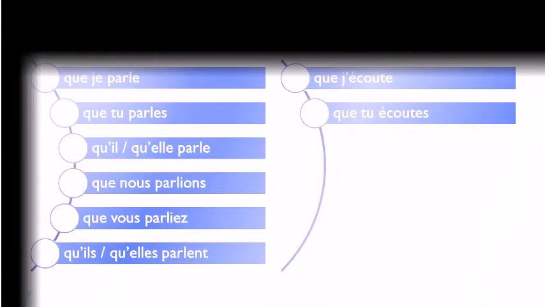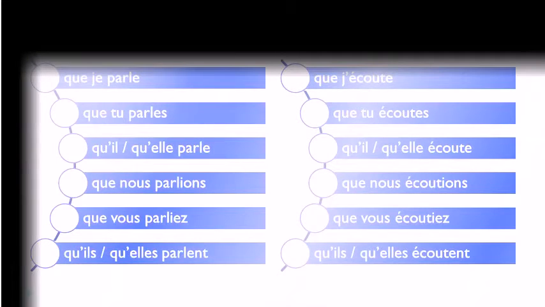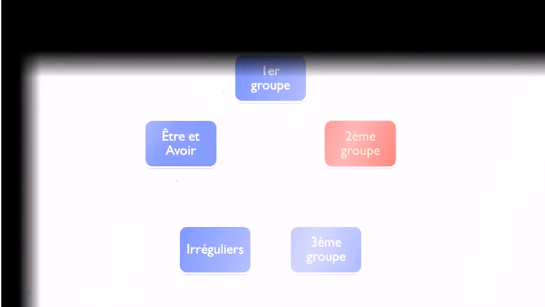Let's take a second verb. Que j'écoute, que tu écoutes, qu'il écoute, qu'elle écoute, que nous écoutions, que vous écoutiez, qu'ils écoutent, qu'elles écoutent. And it is exactly the same thing. This is like the present, like the present, like the present, and like the present. This is like the imparfait, and this is like the imparfait. Okay? Parler is to speak or to talk. Écouter, to listen. Alright? So now let's see how it goes for the second group.